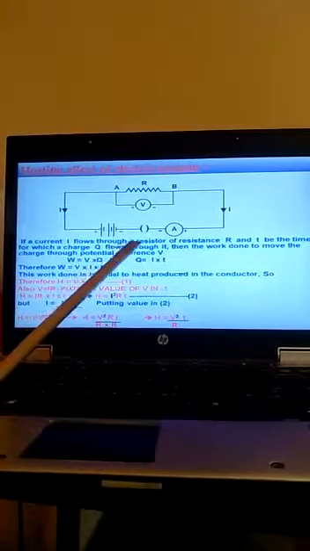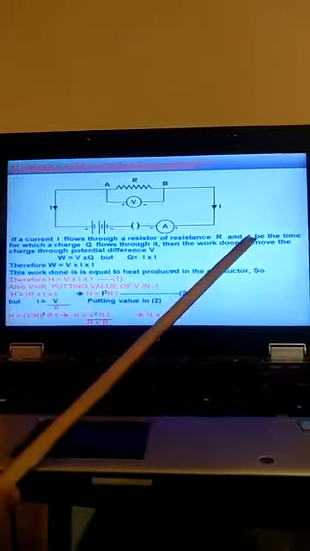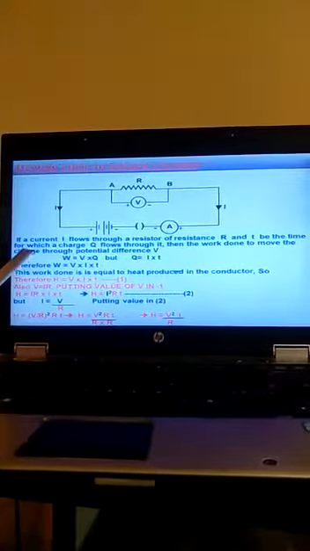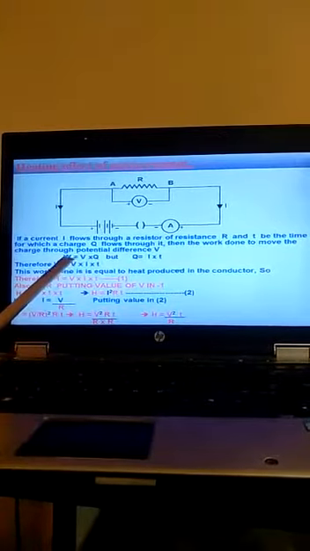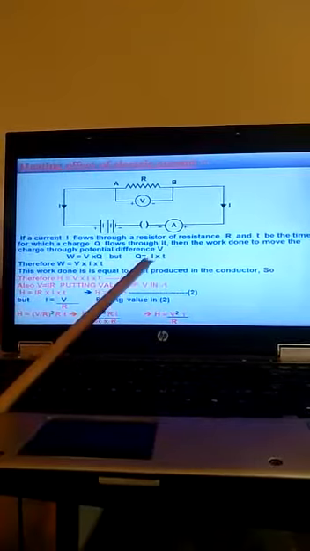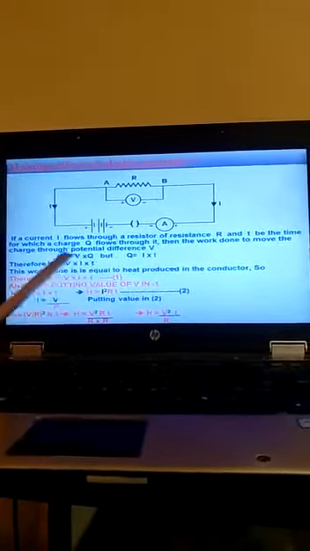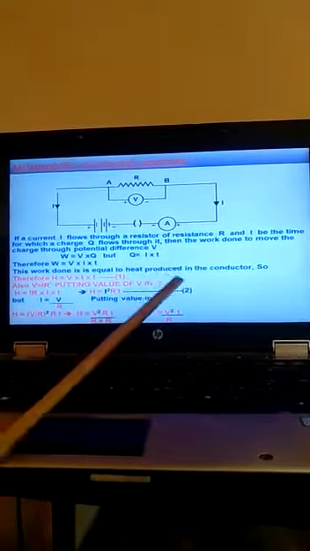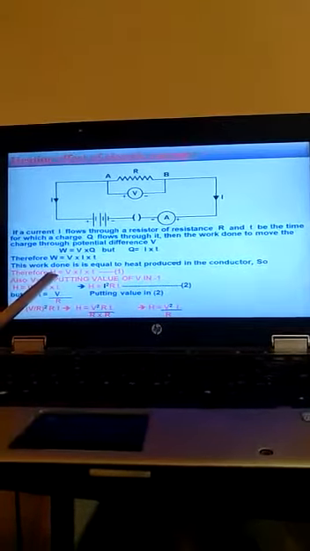If a current flows through a resistor of resistance R for a time T and the charge Q is flowing through that, then the work done is equal to the potential W. As you know, W is equal to V into Q and Q is equal to IT. Therefore, W becomes VIT. This work done is called heat produced.